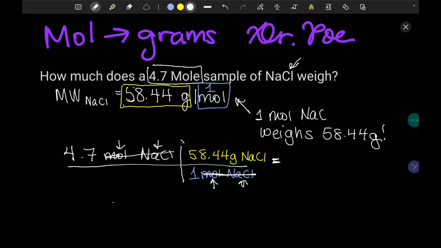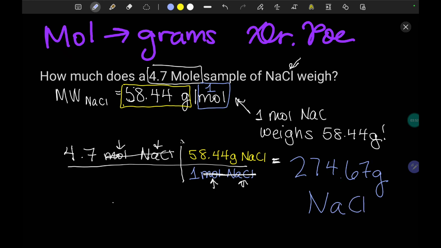And so with this problem, we're going to get 274.67 grams, and this is still going to be of NaCl.